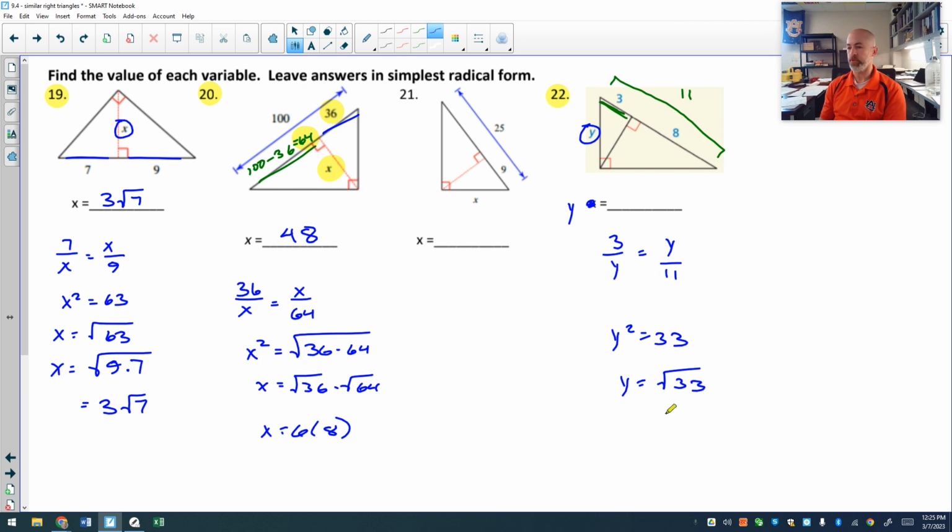And 33 does not have any perfect squares that go into it. So there is your answer, the square root of 33.